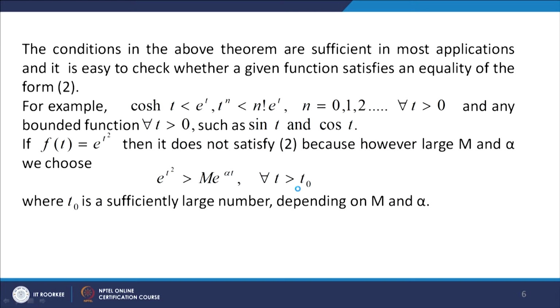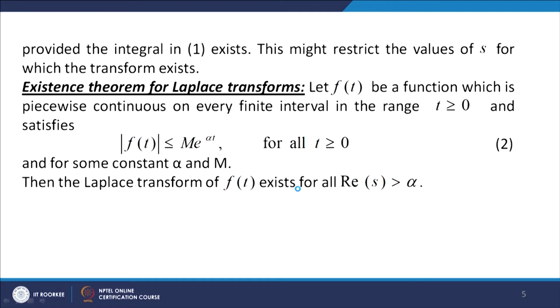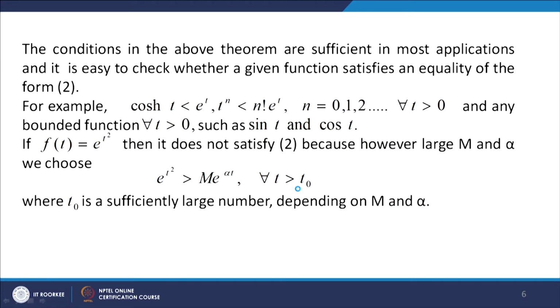The conditions in the above theorem are sufficient rather than necessary. And it is easy to check whether a given function satisfies an inequality of the form 2, that is, whether the function f is of exponential order or not. For example, consider f(t) equal to cosh t, which is equal to e to the power t plus e to the power minus t divided by 2, and we know that e to the power minus t is less than or equal to e to the power t if t is greater than or equal to 0.